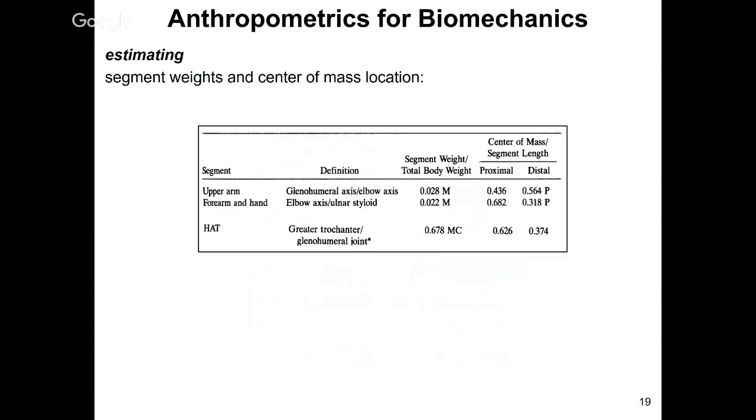Do you remember what it was? I think it was like 1.6 kilograms, right? The mass. So the mass of the forearm and hand was 1.6 kilograms, right, because the 9.8 times that gave us that.